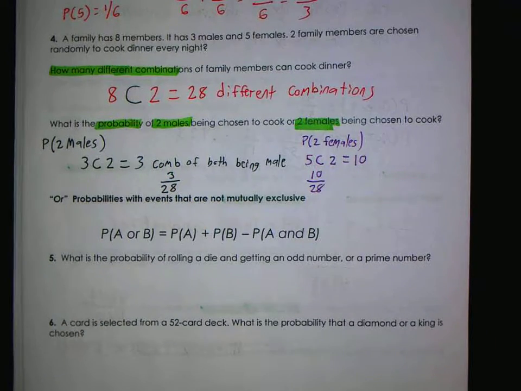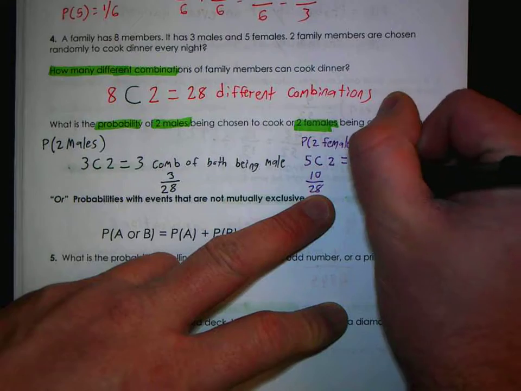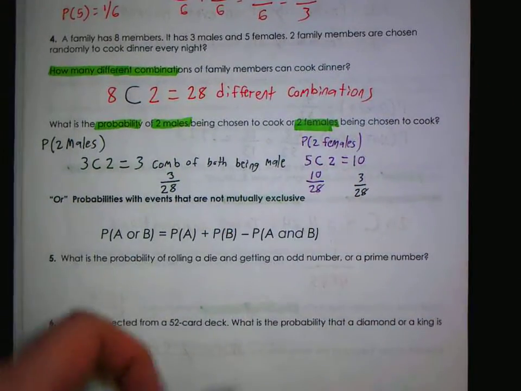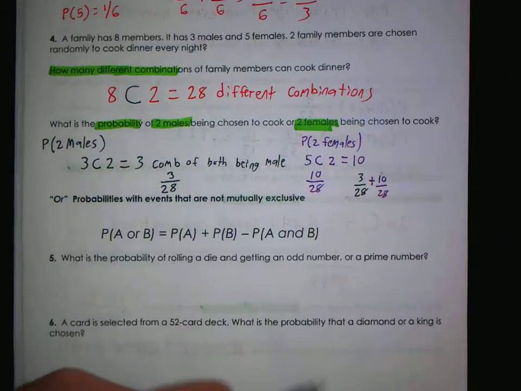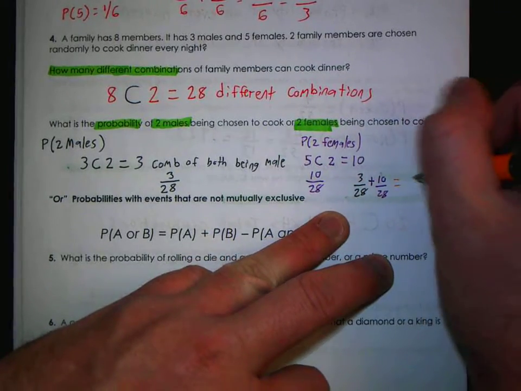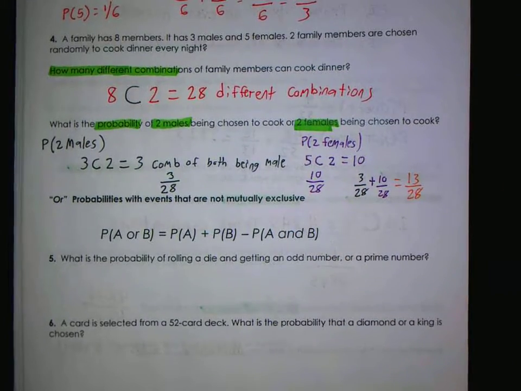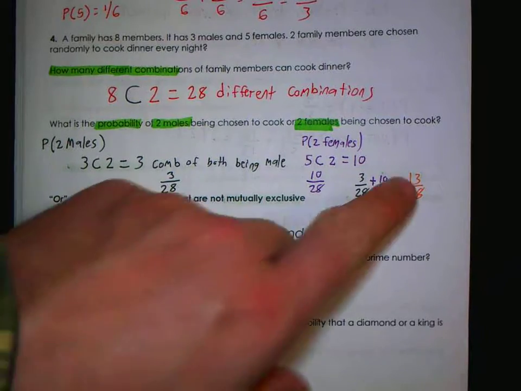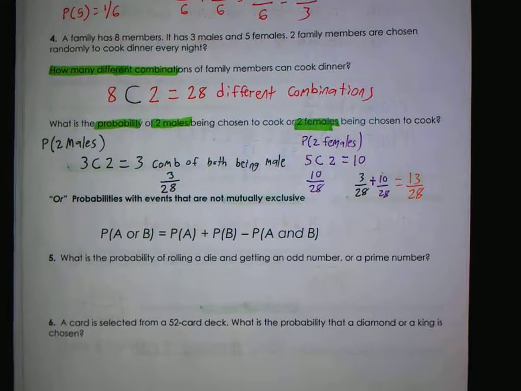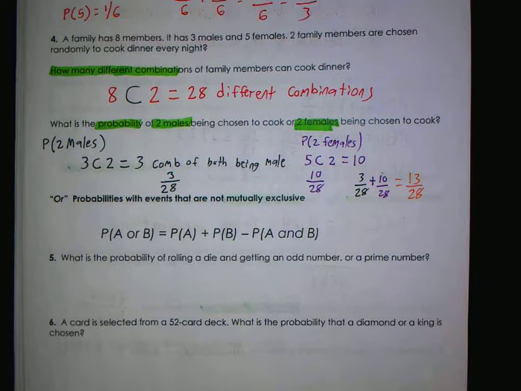So because these are mutually exclusive, I could just take 3 over 28 and then add on 10 over 28, and I get 13 out of 28. So there's 28 combinations, and 13 of those are same gender. That means there are 15 combinations that are not the same gender. So about half the month, you'll have 2 boys or 2 girls, and the other half the month, you'll have a boy and a girl cooking.